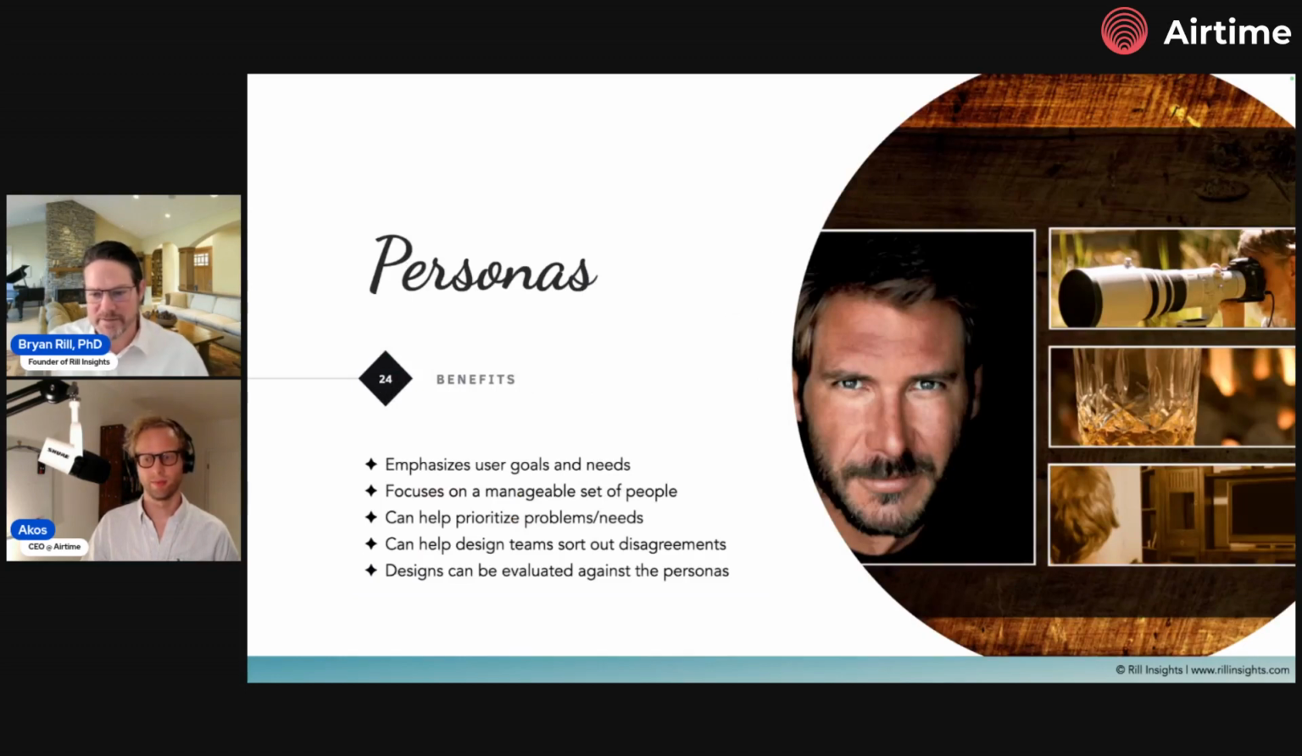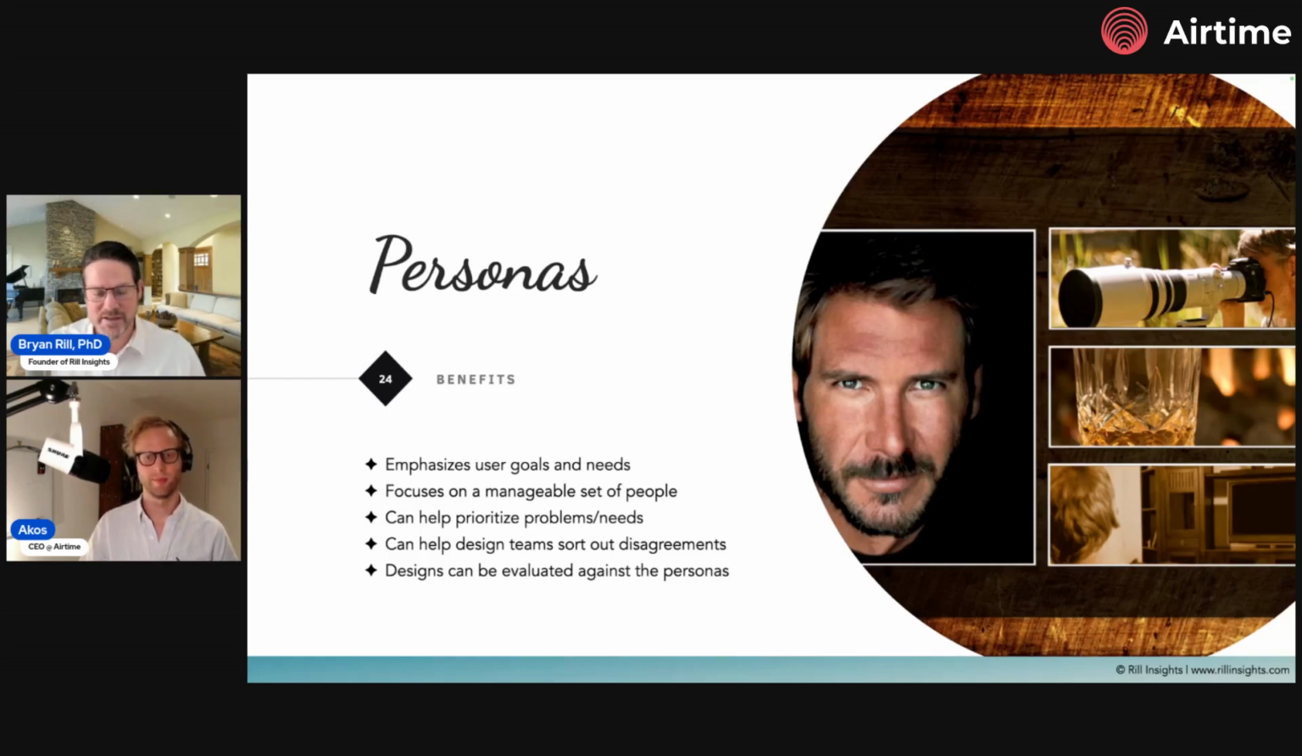Personas have a lot of benefits for the team, right? It helps us really be human-centered, building our product or service around people's goals and their needs. It helps us focus on a manageable set of people rather than trying to build for everyone. Anybody here that's tried to build a product for everyone has probably run into the issue of it's not good for anyone, right? So when we first create a product, it's very important that we create a product for a particular segment of society. Now you might branch out from there, but in the beginning, every product needs to be focused. Okay? And personas help you create that focus.